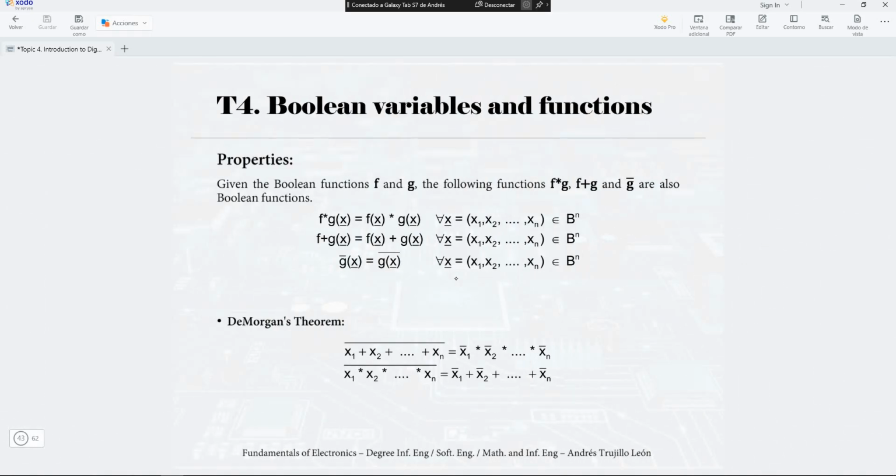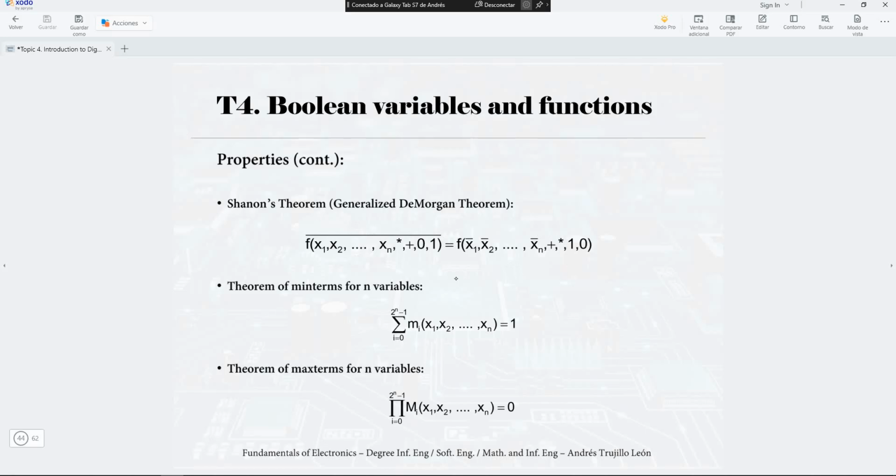So, more properties. Well, these properties are quite simple. If you have two Boolean functions, and you multiply them, sum them, or negate them, the result is going to be also a Boolean function. This is quite obvious. The De Morgan's theorem was one of the Boolean algebra theorems, so we don't have to repeat it here.